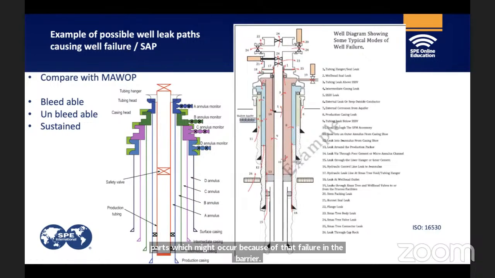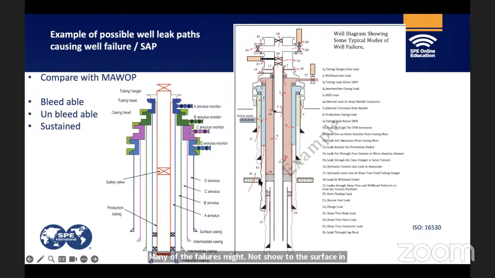Many of the failures might not show on the surface in terms of pressure, because it could be an internal leak. However, there has to be some diagnostics to identify the failure happening. So if a failure happens in the tubing, suppose point number 9 means there is a corrosion, immediately the fluid in the tubing will move to the A annulus, causing pressure to rise here.